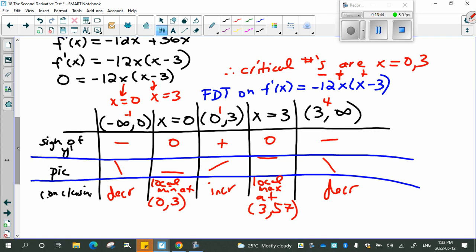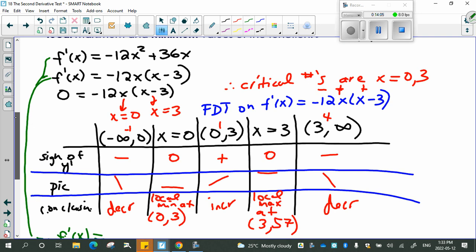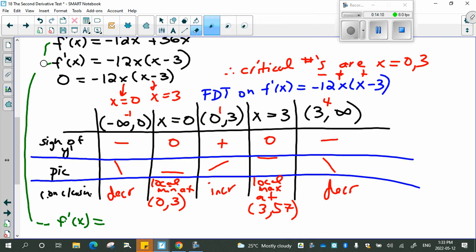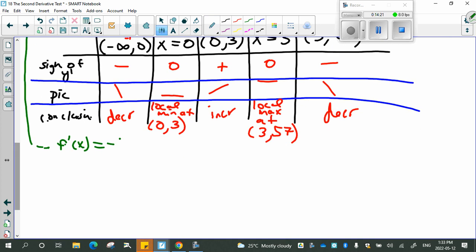All right, so now, before we do any sketching, we're going to do the second derivative test. So we bring down the first derivative. F prime at x equals, oh, we don't want this one, we want the original one, because it's easier to derive, we don't have to use a product. So we want the f prime at x, which is negative 12x squared plus 36x.